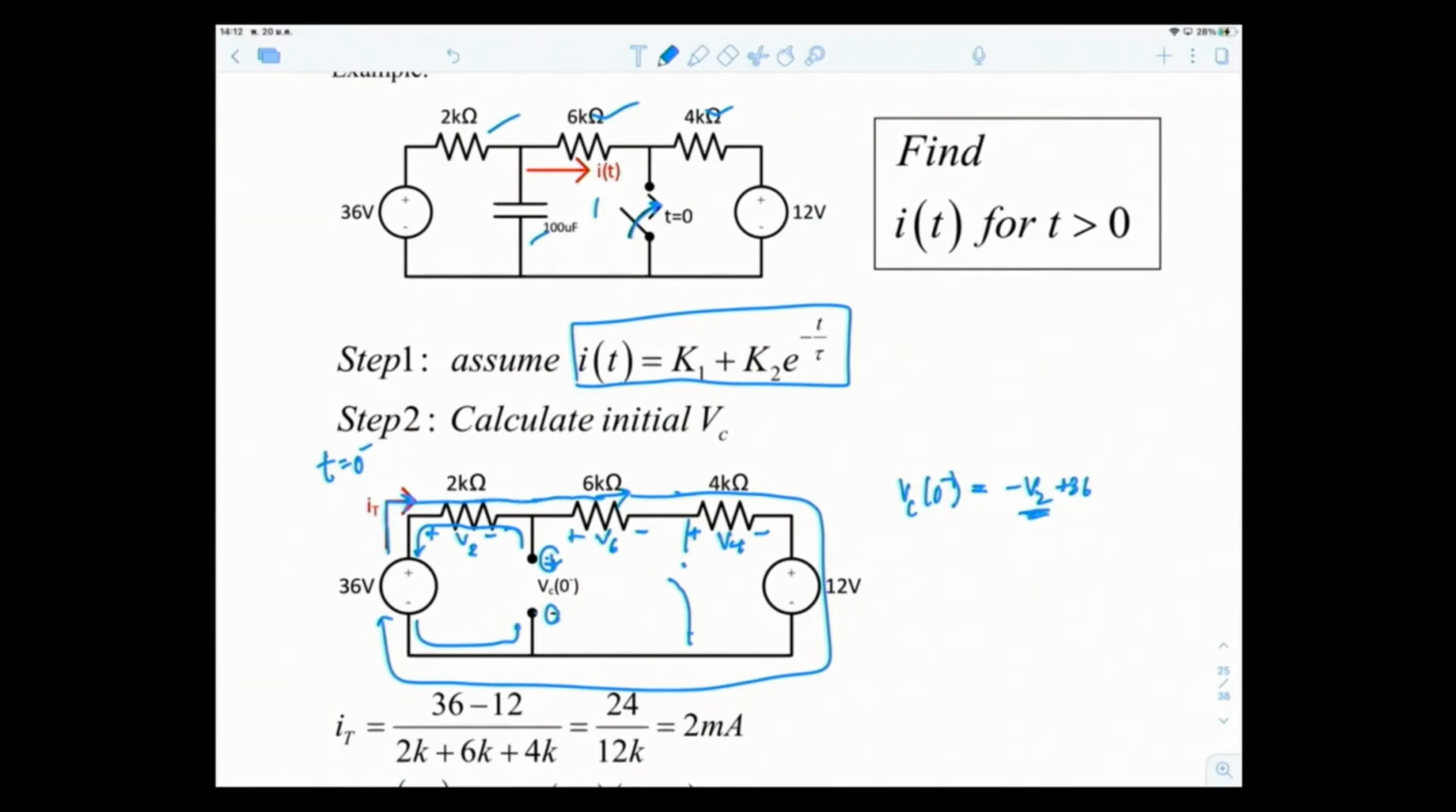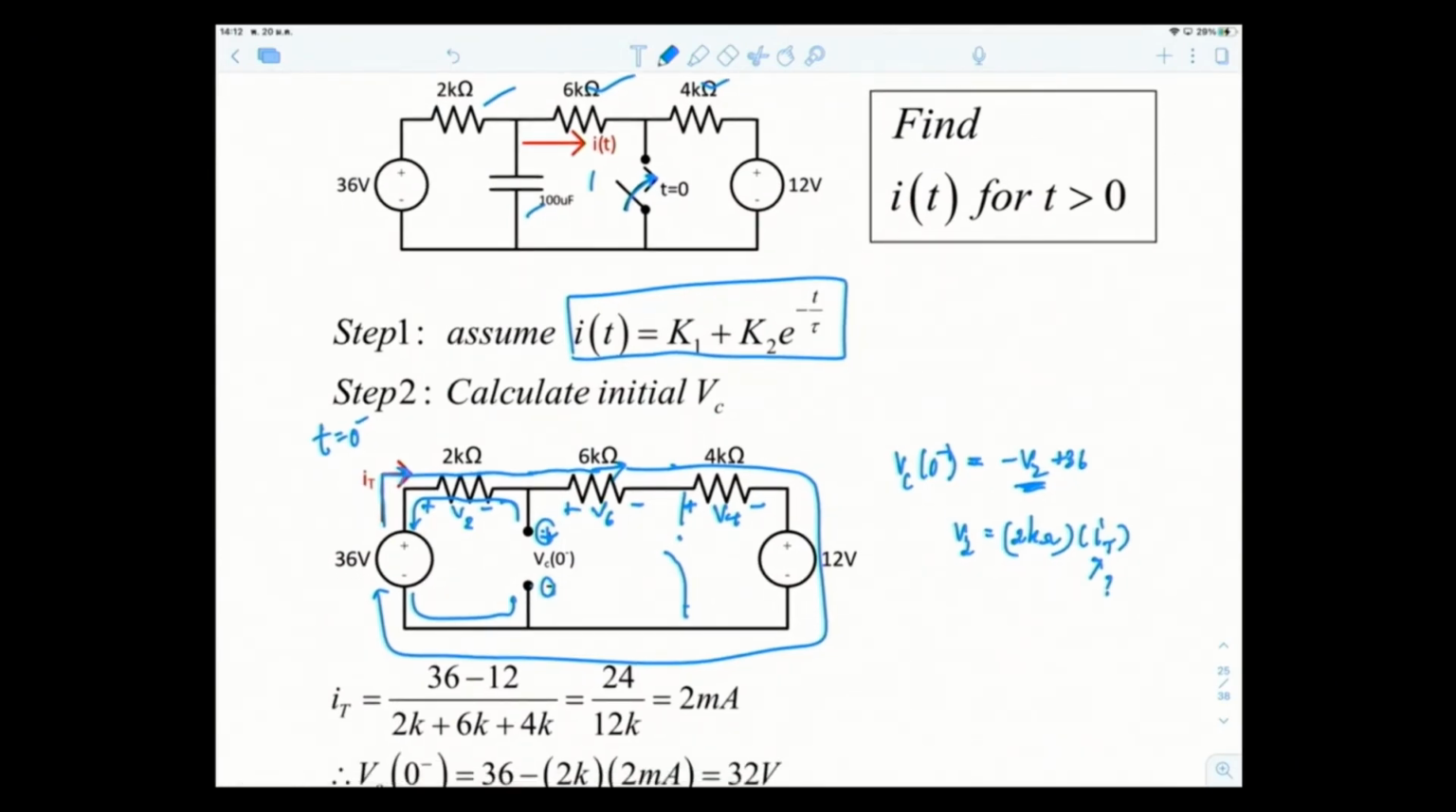I need V2. And how do you find V2? Well, V2 equals 2K ohms times I total, Ohm's law, V equals IR, RI in this case, what I wrote. So you have to find I total. To find I total, I use so-called mesh analysis. But this is simple, I'm going to write down KVL. So let's write KVL for this mesh.